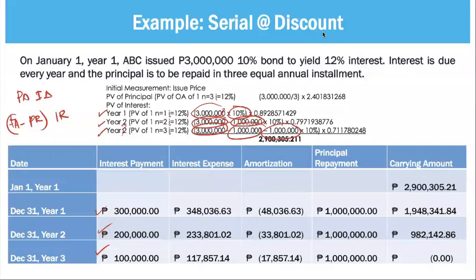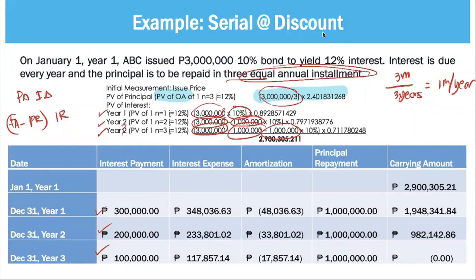Next, for the PV of principal, since the principal here will be paid in equal annual installments, we now use the PV of ordinary annuity of 1. So this is the amount of our present value. 3 million divided by 3 times 2.401 and so on. Sir, why did we divide it by 3? Because we need to get your 3 equal annual installments. So 3 million divided by 3 years, how much is the annual installment? 1 million per year. That's why we need to divide that by 3.